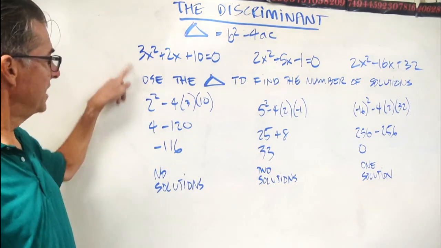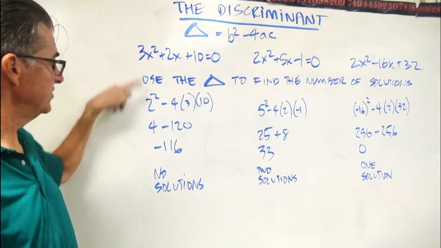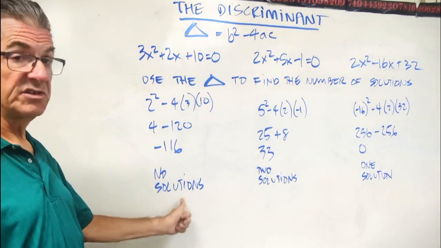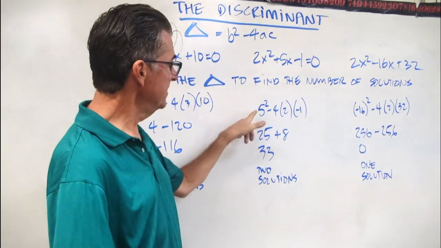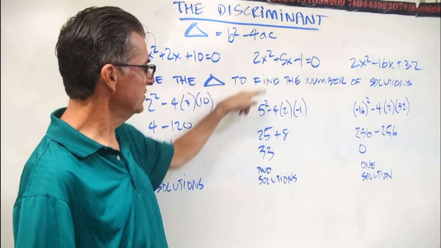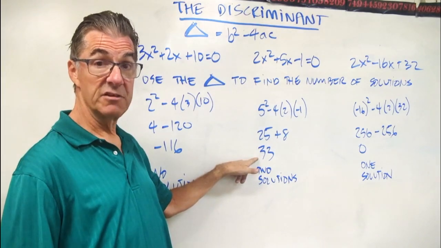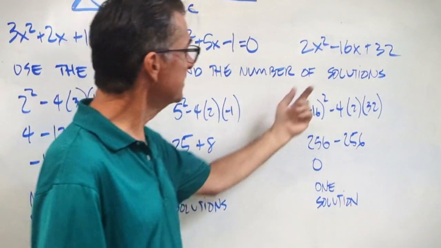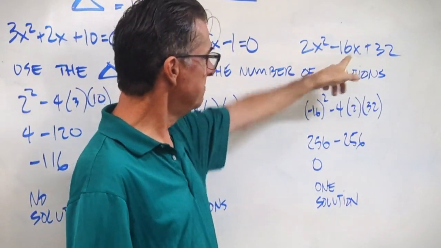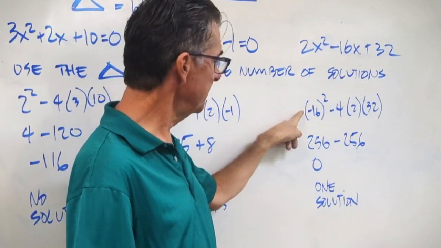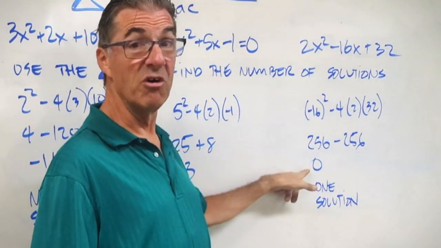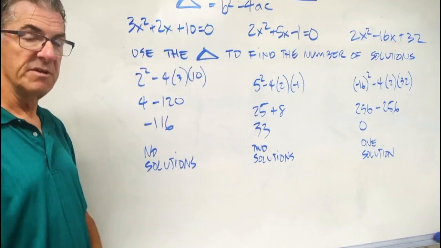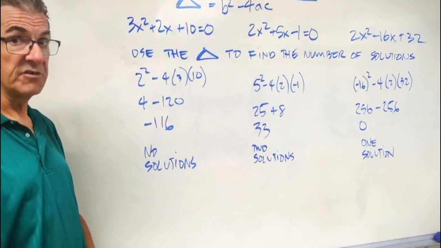So check this one out. I just did my plug-in with the discriminant with that function. I reduce it down. I got negative 116. That means no solutions. Moving right along. This one, here's my plug-in step for that function. Work it on down, I get positive 33. That's kind of nice, and it tells me I have two solutions. Finally, this last one, when I plug in my a and my b and my c in my discriminant, work it on down, I get 0, which means we have one solution. So there's three different types of discriminant calculations.